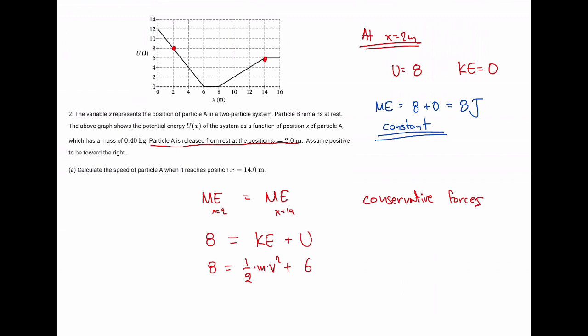So we can bring the 6 to the left. 8 minus 6 is 2. It is equal to half m v squared. The mass is 0.4 and the velocity is unknown. We can cross multiply. So 4 is equal to 0.4 v squared. So v squared is 10, and this means that the velocity is root of 10, or approximately 3.16 meters per second. This was for part A.